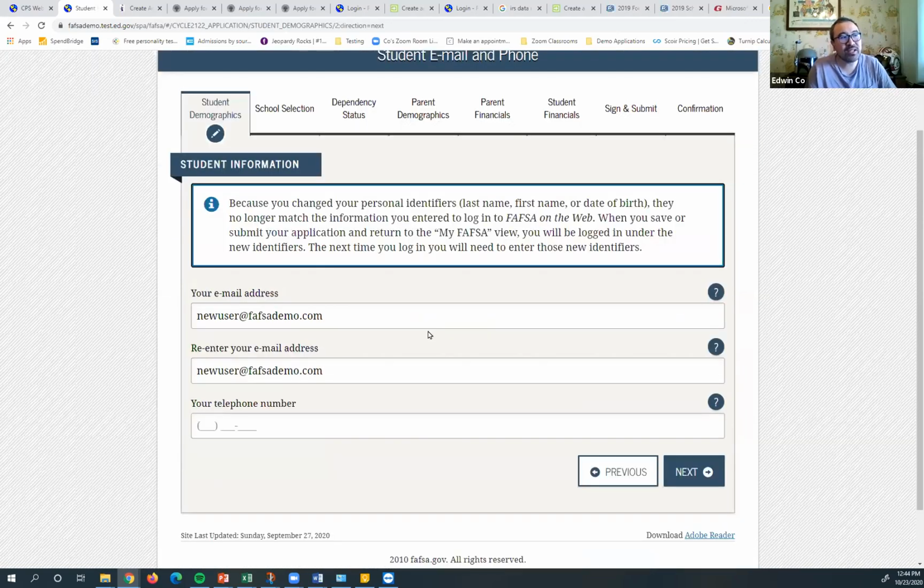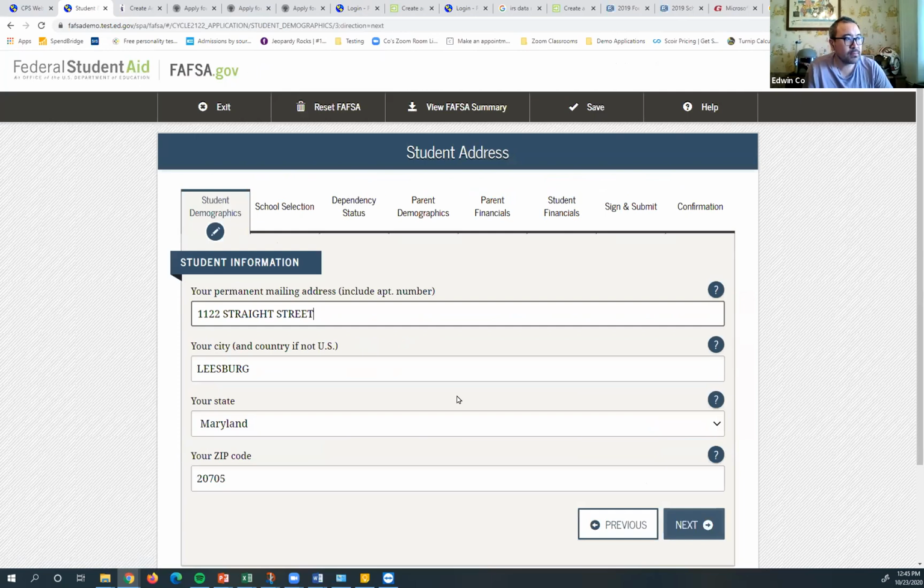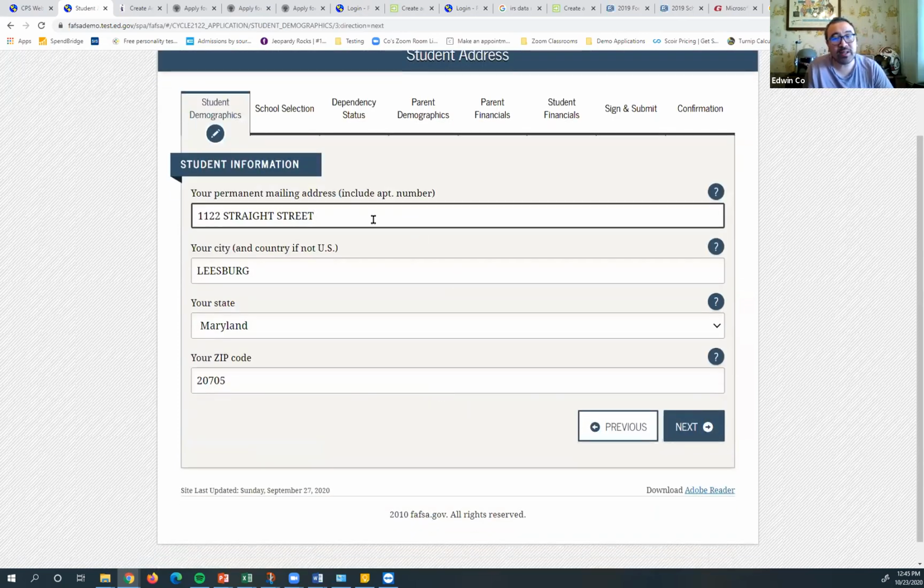Next question, you're going to make sure that your email is correct. Most likely this was copied over from the FSA ID creation. And make sure you have a phone number that makes you easy to reach. Hit next. Your address, make sure you include your apartment number if you have one. You don't need your whole building knowing your financial situation. All right.